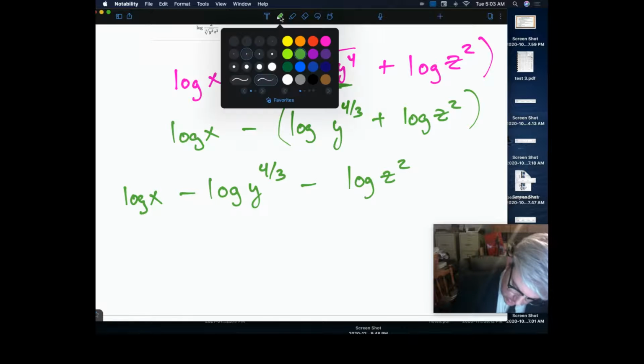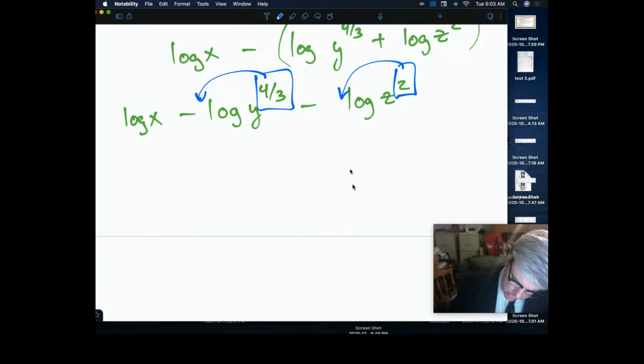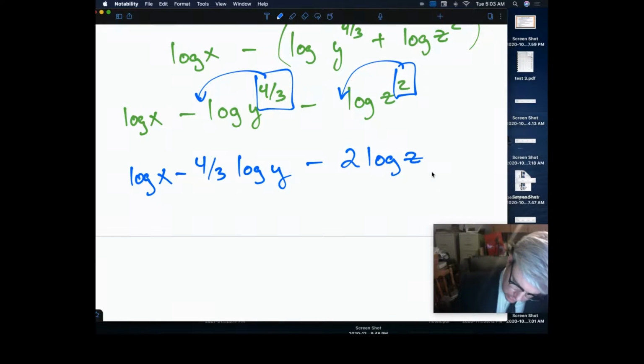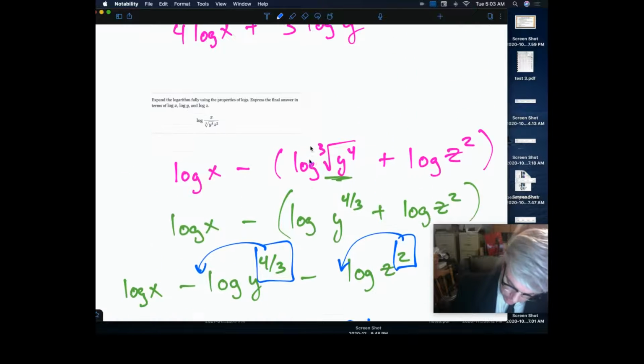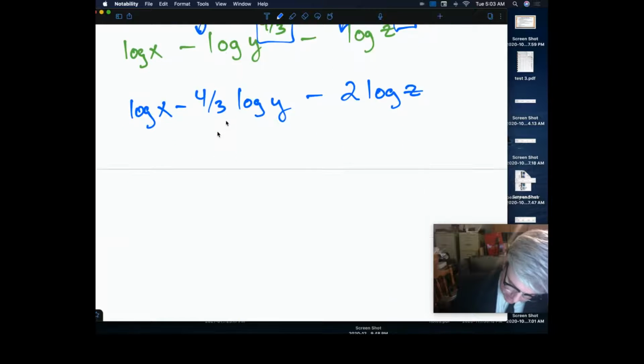And we want to take the 4/3 and put it in front, and take the 2 and put it in front. So this gives me log x minus 4/3 log y minus 2 log z. And that is it. I'm just rereading the question. Express the final answer in terms of logs. Yep, we got it.